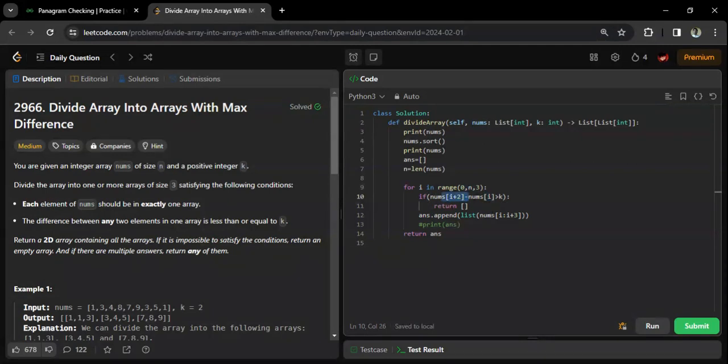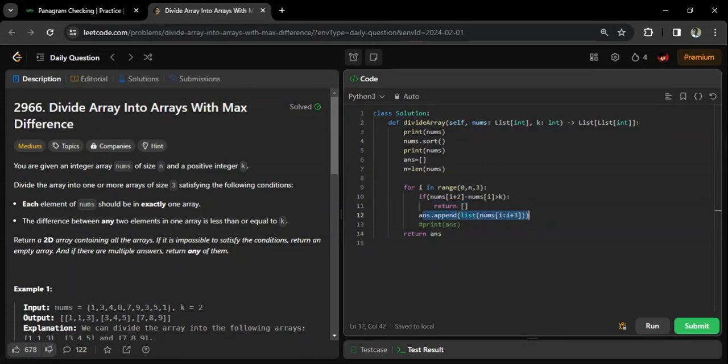If the difference is greater than k, remember that's what they have mentioned, right? The difference between any two elements should be less than or equal to k. That is, if it is greater than k, then this condition is not going to be satisfied. In that case, we'll have to return an empty array as the answer, as we saw in example 2. If this is not being satisfied, then we have a possibility that the answer can exist. That's why we are doing this here.